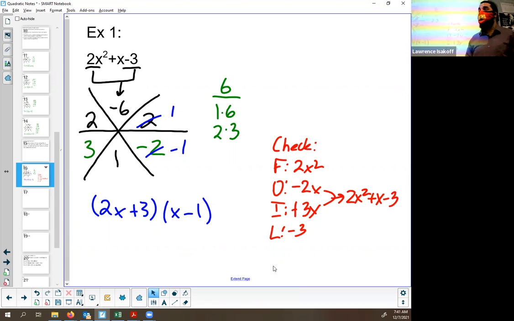Remember, we can also check using Desmos by graphing both equations. I'll check it that way for the rest of them. But here we just did a FOIL check, and there we go. So guys, make sure you're getting this down. I'm not saying this is super easy. Once you get used to this, the process is going to make more and more sense.